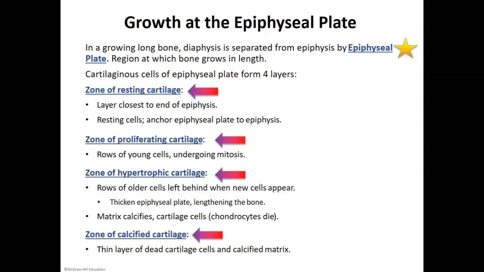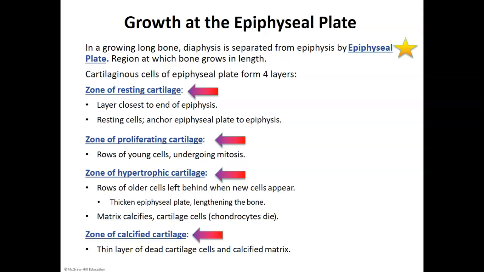Then you have the zone of hypertrophic cartilage. And this is basically rows of cells that are just a little bit older. So these are the cells that are left behind as new cells are appearing. So we have the parent cells dividing into daughter cells, and these are the older cells that have just existed a little bit longer. So essentially there's a lot of matrix here, and it's beginning to calcify with the extracellular matrix that surrounds the osteocytes to make our bones hard and strong. So at this point, the chondrocytes are going to die. Remember, a chondrocyte is a cell that's going to be creating cartilage. An osteocyte is going to be a cell that is creating bone.